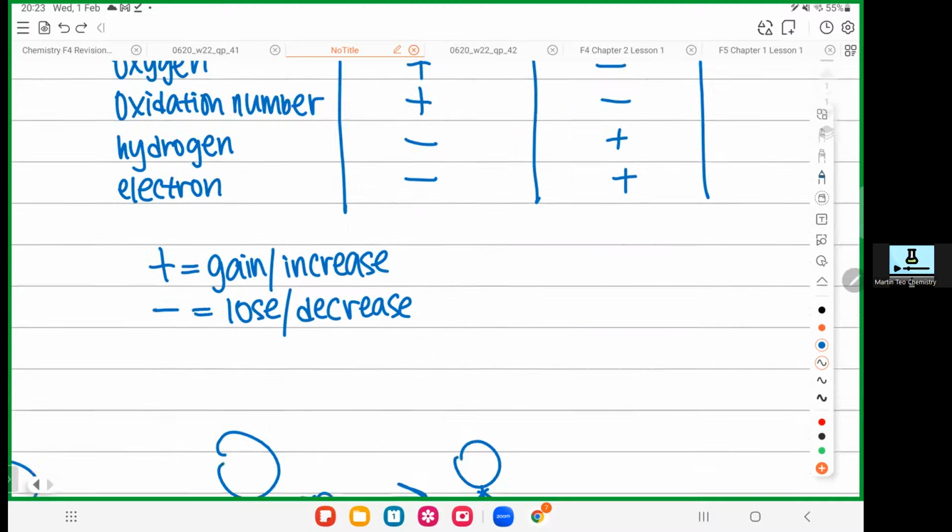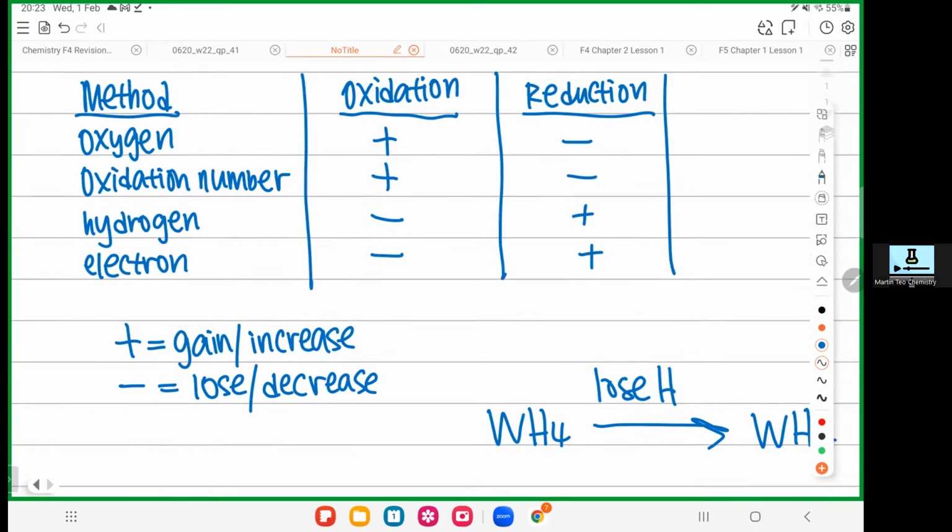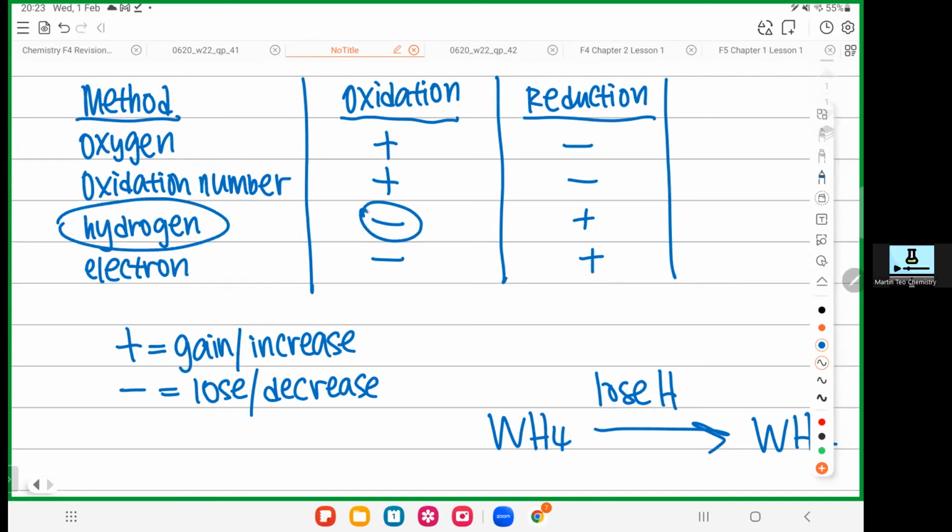Let's say initially I have a substance. On the left-hand side, let's say I have WH4, so 4 hydrogen. On the right-hand side it becomes WH2. From 4 hydrogen to 2 hydrogen. So what happened? I lose hydrogen. Lose means minus, so losing hydrogen means an oxidation process.